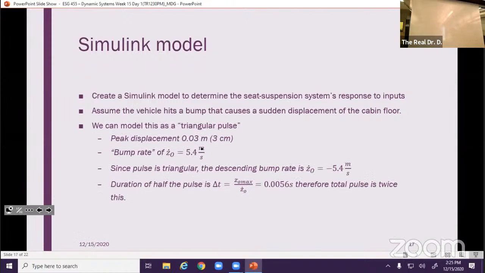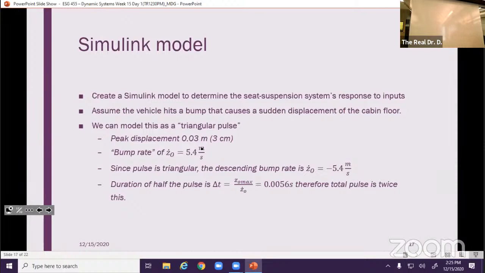So I'm going to talk to you about this triangular pulse. Slightly new, I've never really talked about it. What is a triangular pulse? Well, imagine for a second you're driving and you hit this bump. That's going to ramp up the amount of displacement that you see until you get to the top, and then it's going to ramp back down. In this case, we are estimating that our peak displacement is 3 centimeters, and that the bump rate, or the slope of that line, is 5.4, excuse me, meters per second. And since it's a triangle, on the way down, it will have the same slope.